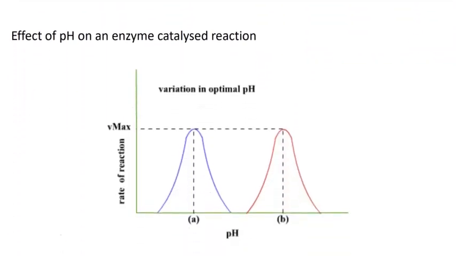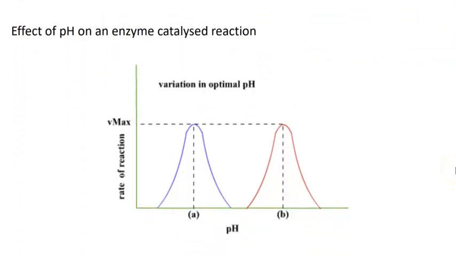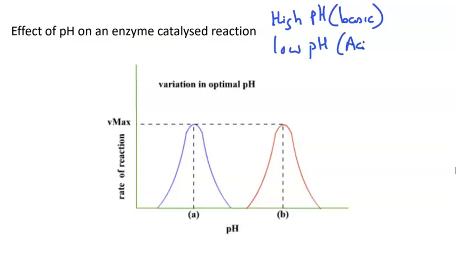Extreme pH conditions within a cell also result in the same effect. If we have high pH, so basic conditions, or very low pH, acidic conditions, these can also result in a change in the shape, and this would also result in a loss of function. And we can see that in the two graphs below.